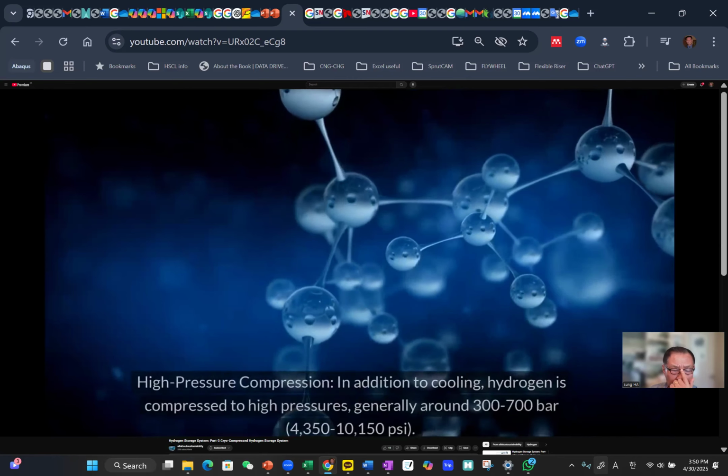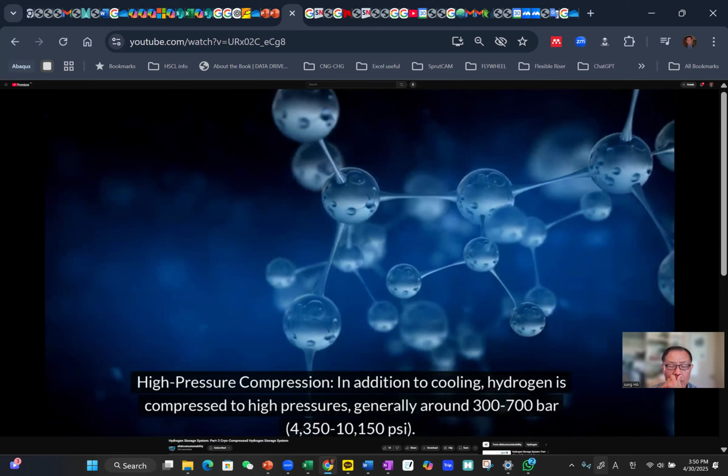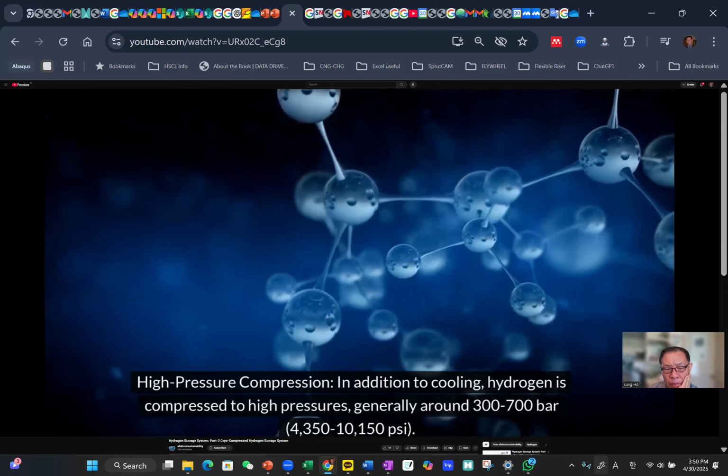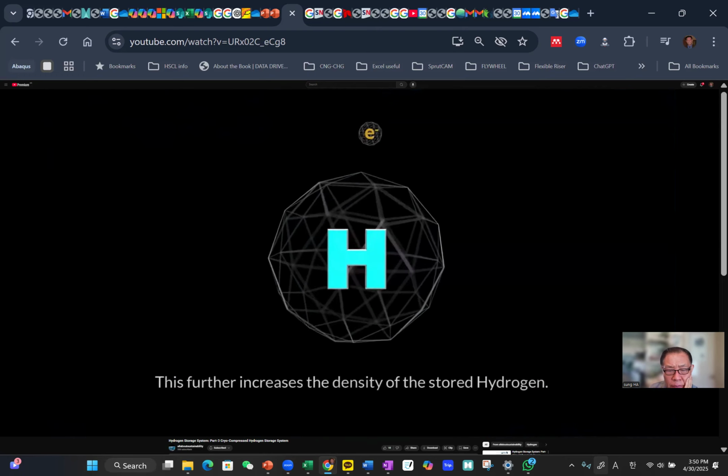gaseous form. High-pressure compression: in addition to cooling, hydrogen is compressed to high pressures, generally around 300 to 700 bar, 4,350 to 10,150 pounds per square inch. This further increases the density of the stored hydrogen. Storage vessel: the CCH2 vessel is in practice a combination of the CGH2 pressure vessel and LH2 tank. It contains in general a Type 3 pressure vessel for CGH2 that is covered by multi-layer insulation used for LH2.